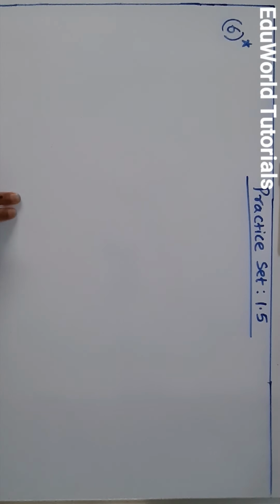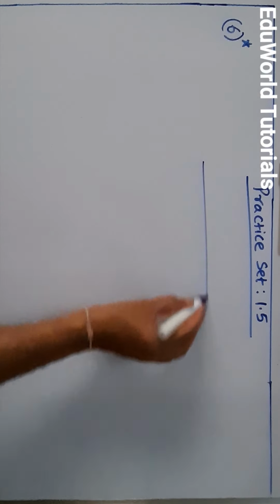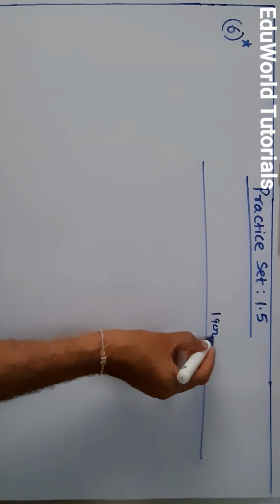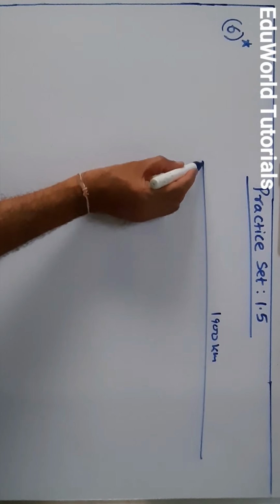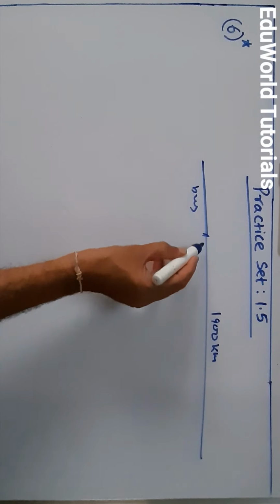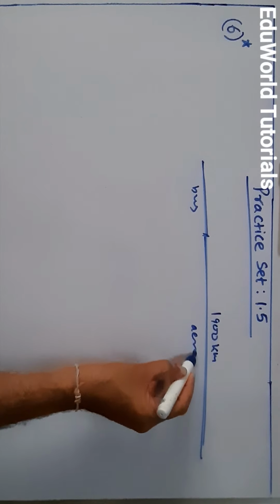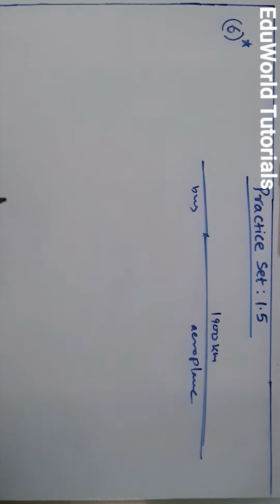Total journey is of 1900 km. Out of that total journey of 1900 km, some distance traveled by Vishal is by bus and the rest of the distance traveled is by aeroplane. So this is the thing.